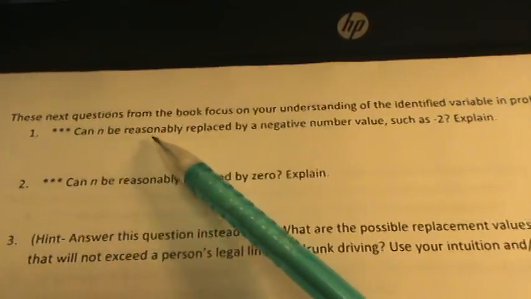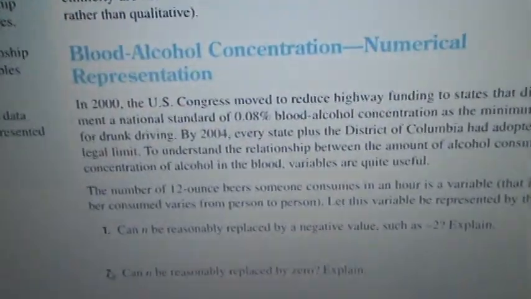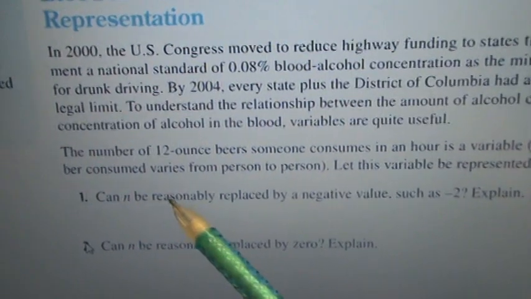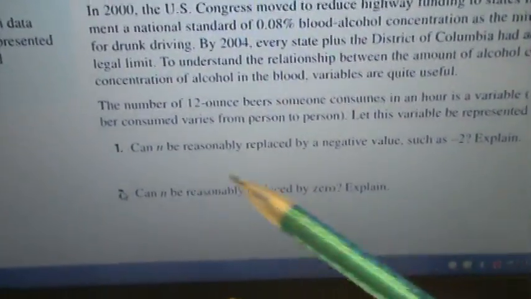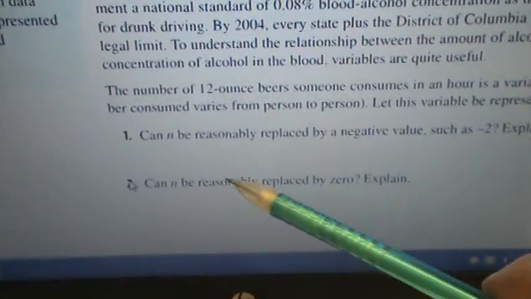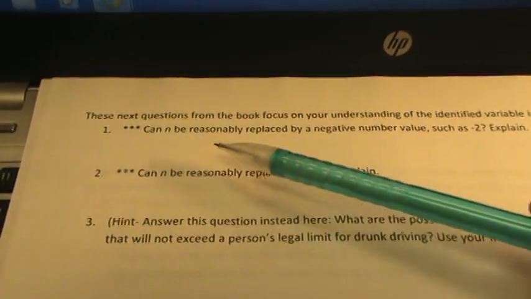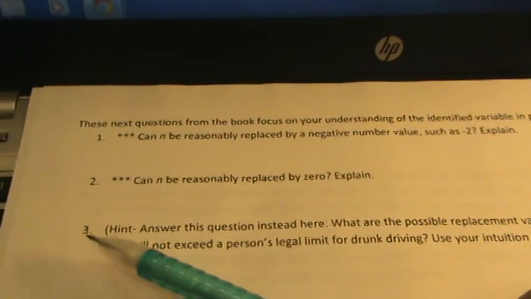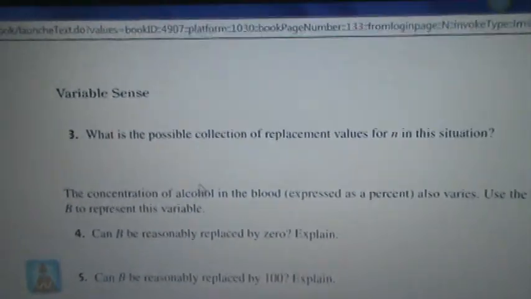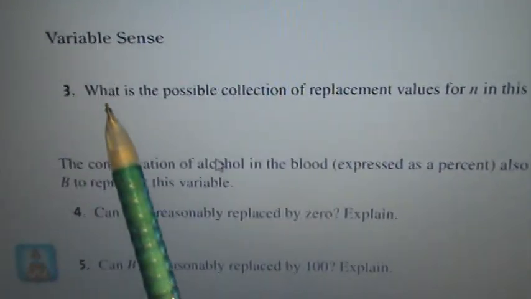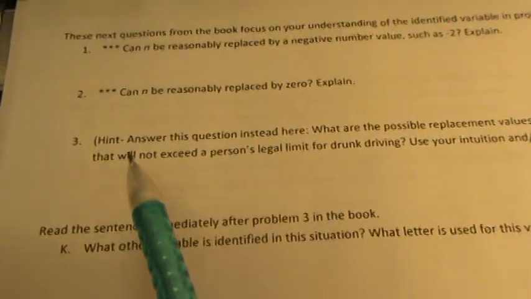Let's read. Can n be reasonably replaced by a negative number value such as -2? Here's number 1 in the book. Can n be reasonably replaced by a negative value such as -2? So these questions are what the book is trying to get you to think about, and I just gave you a space to write your answers. Most of these I don't even write the question itself, because like problem 3 in the book, it's written for you. That problem 3 I want you to respond to is this question here. And oftentimes I do give you hints to help you respond. Like this one has a hint.